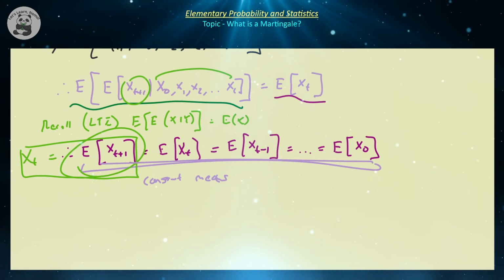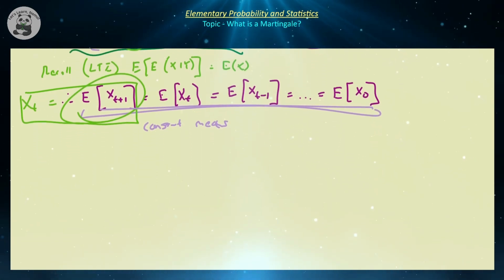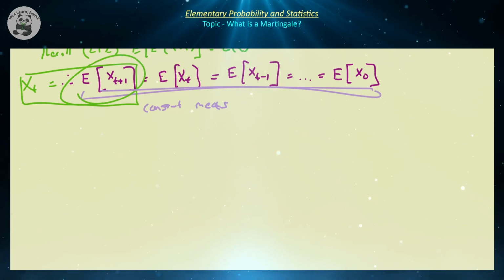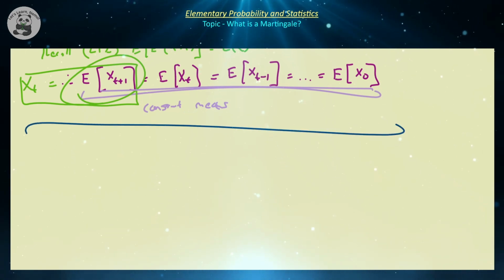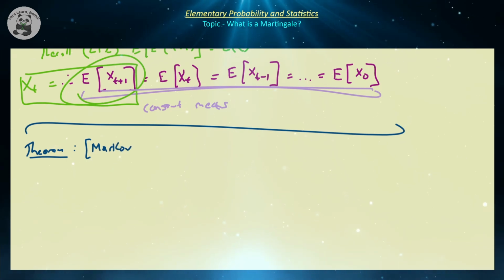Now let's look at another very useful property for non-negative martingales, and it's actually connected to a very important inequality known as the Markov inequality. So let's look at this theorem, and this is again called the Markov inequality.